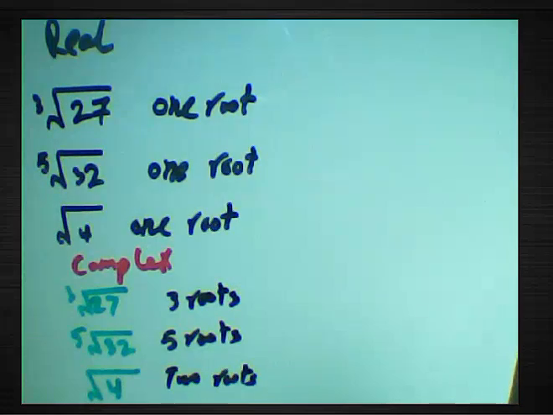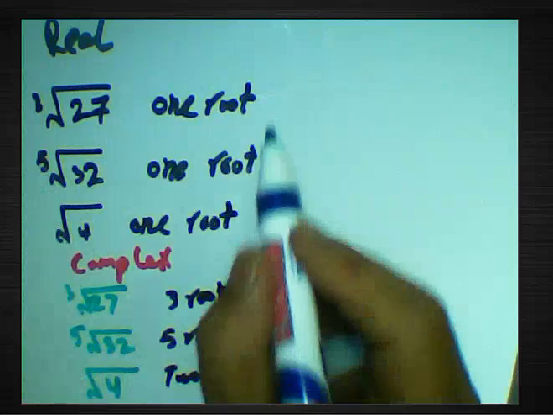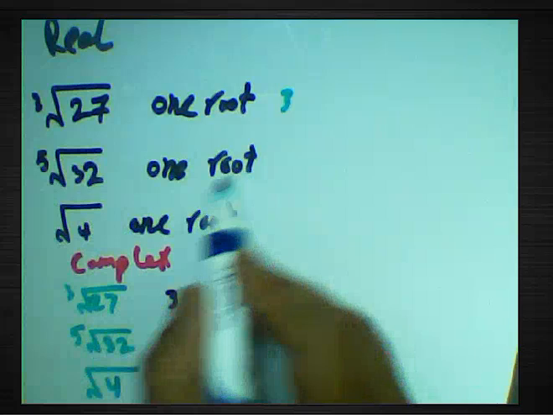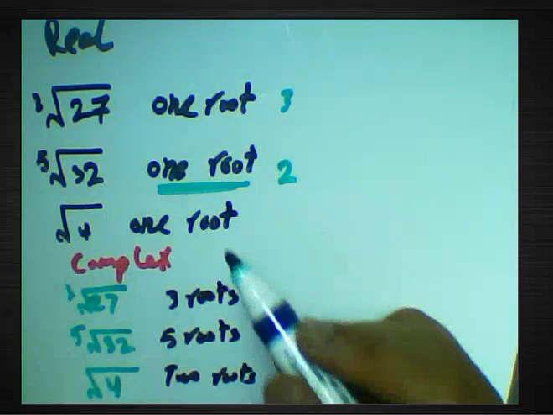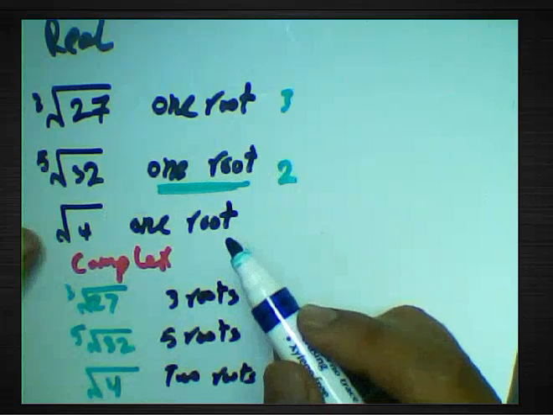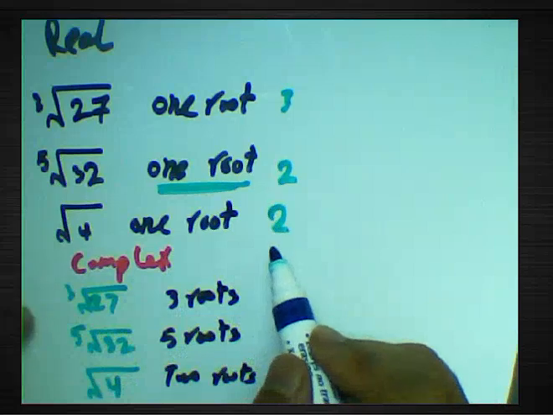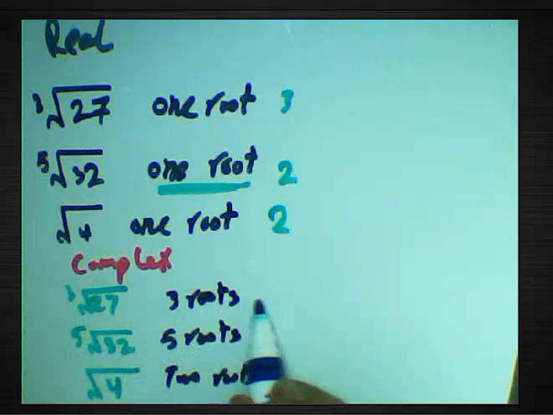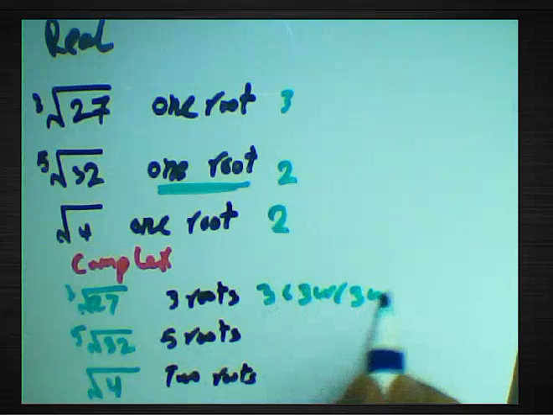You must know the difference between real numbers and complex numbers. Cubic root of 27, we have one root here equal 3, and fifth root of 32 equal 2, because 2 power 5 equals 32. And what about this? Square root of 4, one root, it will be equal 2. And in complex, the cubic root of 27 will have 3 roots. We have what? 3 and 3 omega and 3 omega power 2.